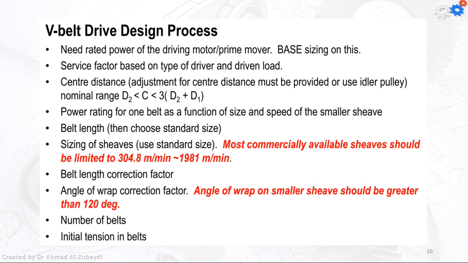The belt length correction factor should be applied, and the angle of the wrap correction factor should also be found, where the angle of the wrap on the smallest sheave should be greater than 120 degrees. Decide what number of belts should be used and find the initial tension in the belts.